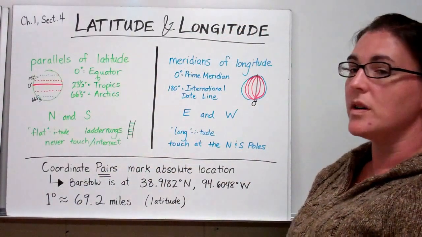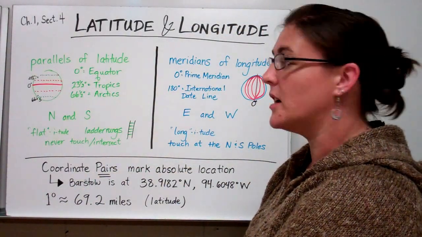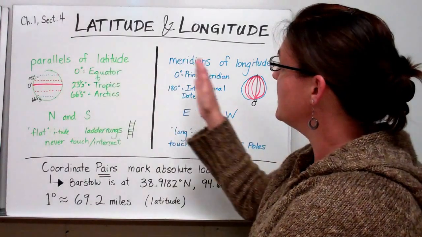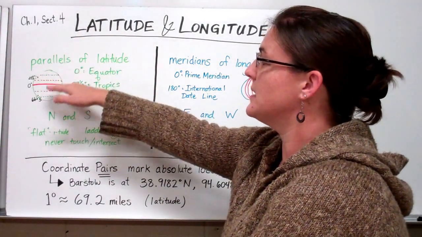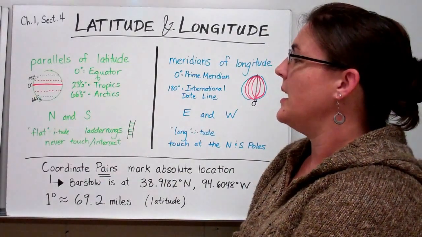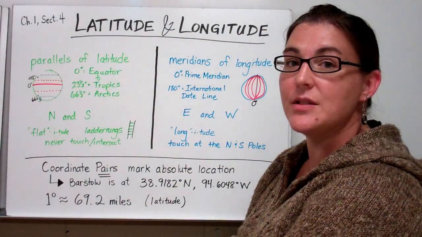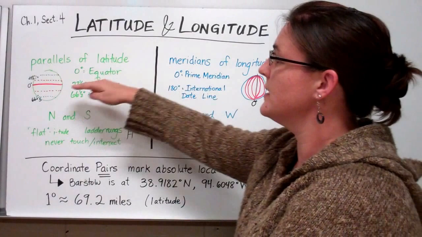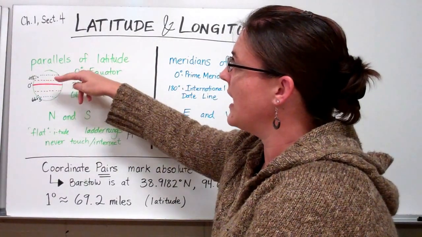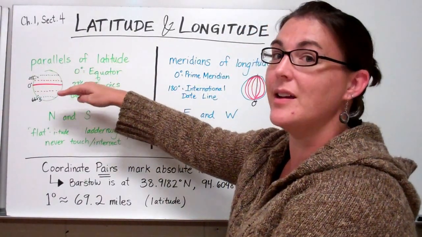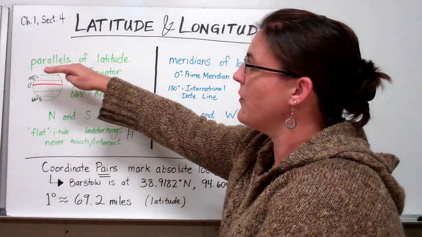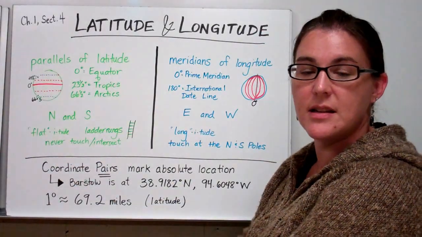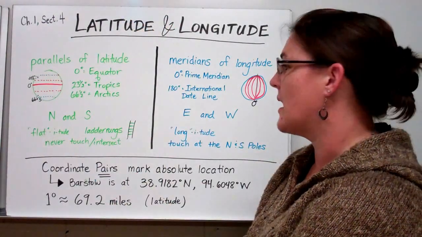Chapter 1, Section 4 is dealing with the global grid, latitude and longitude, and some of the differences between latitude and longitude. Lines of latitude are parallels, which means they never intersect. Some of the major lines of latitude that you need to know are 0 degrees, which is the equator, and 23.5 degrees, which you have north of the equator and south of the equator. Those are your tropics. And 66.5 north and south are considered the Arctics: Arctic in the north, Antarctic in the south.